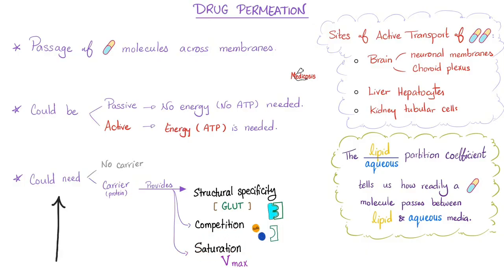And if we draw a graph, it will look like this. In the beginning, the receptors were available, so the more drug you add, the more effect you get until you saturate all of the receptors, and then you will level off. You have reached the maximum velocity, or Vmax.